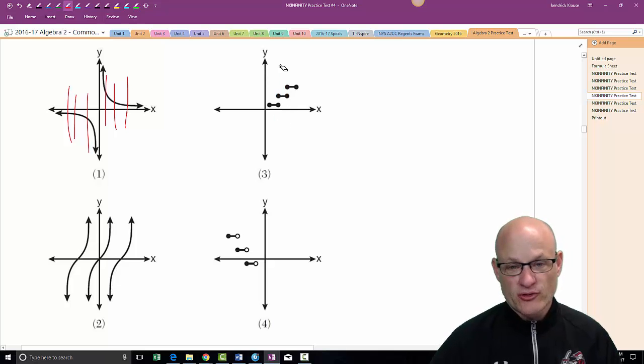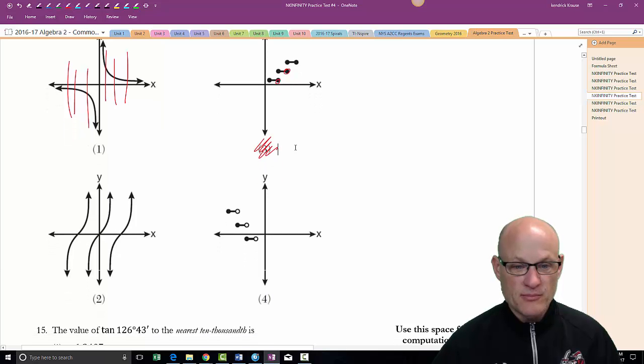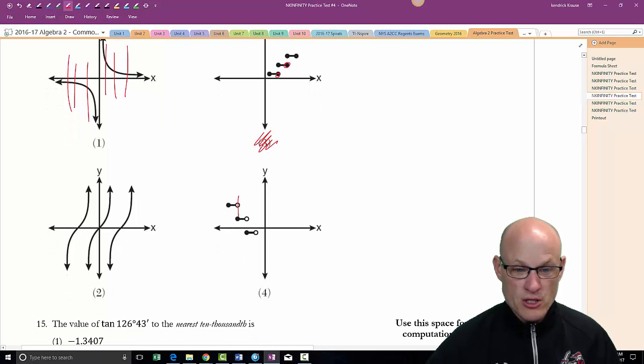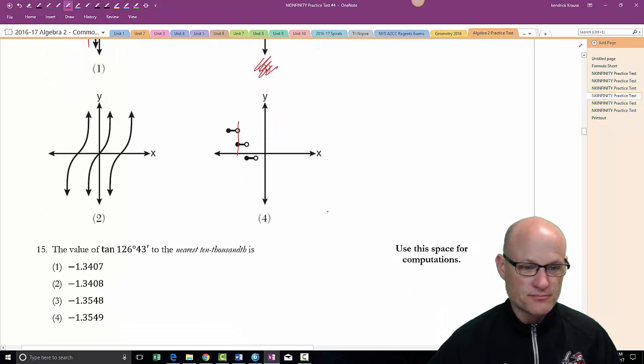If these were open circles, like if that was an open circle and that was an open circle, this would be a function, but it's not because of that. The rest of them, oh, right here. See, open circles? It goes through that circle, but it hits that one, right?